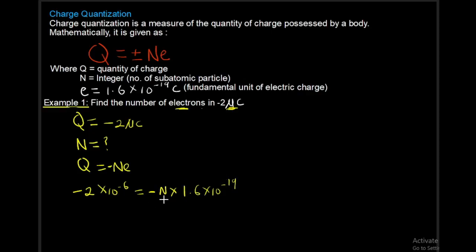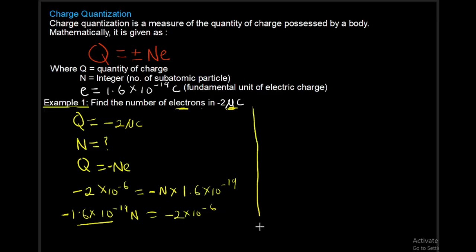So we are looking for N. We try to simplify. This is going to be minus 1.6 times 10 raised to the power of minus 19 N equals minus 2 times 10 raised to the power of minus 6. So to get N, we simply divide both sides by minus 1.6 times 10 raised to the power minus 19. So we can get N.